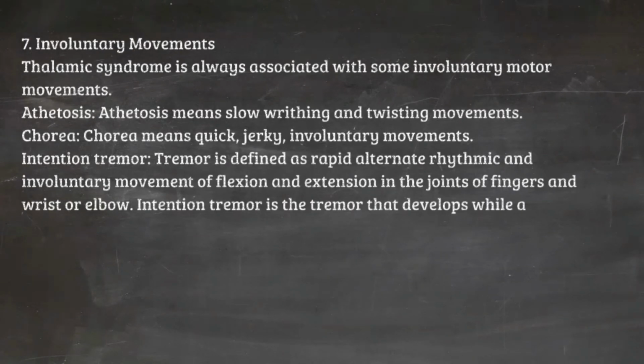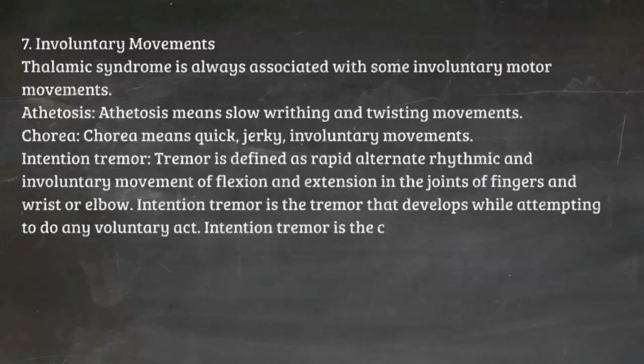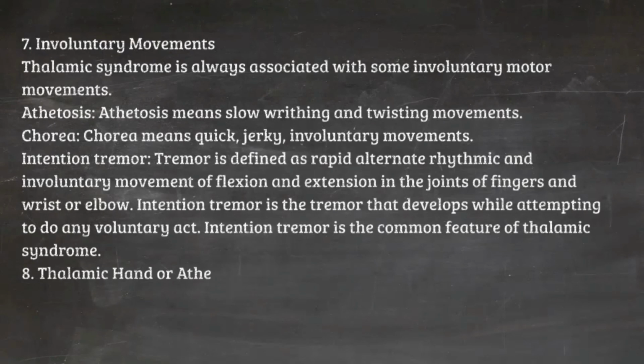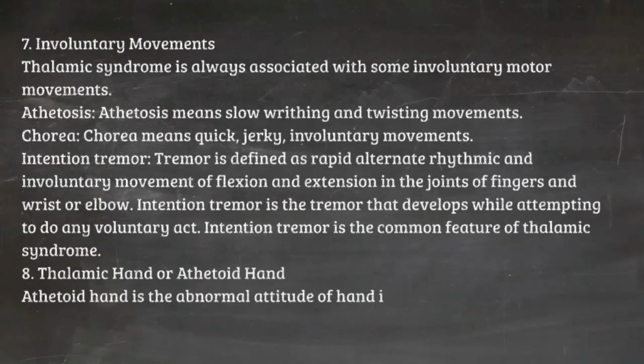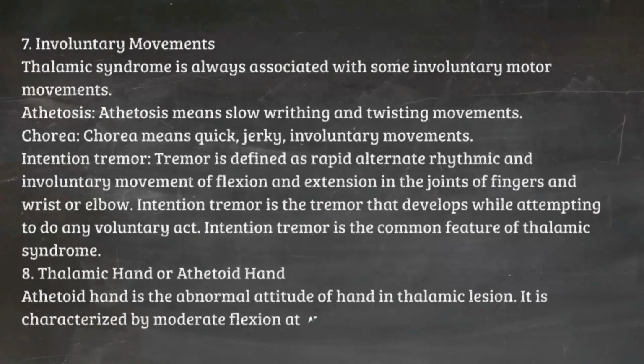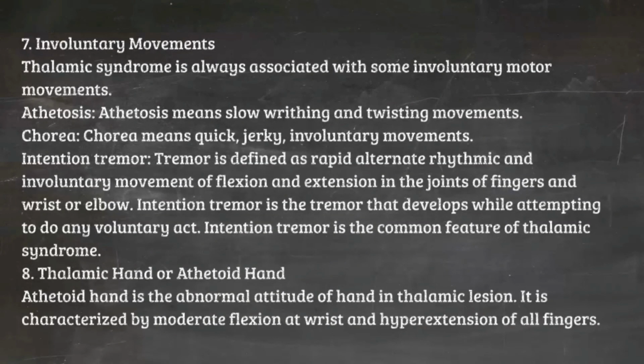Intention tremor is the tremor that develops while attempting to do any voluntary act. Intention tremor is the common feature of thalamic syndrome. Thalamic hand or athetoid hand is the abnormal attitude of the hand in thalamic lesion. It is characterized by moderate flexion at wrist and hyperextension of all fingers.